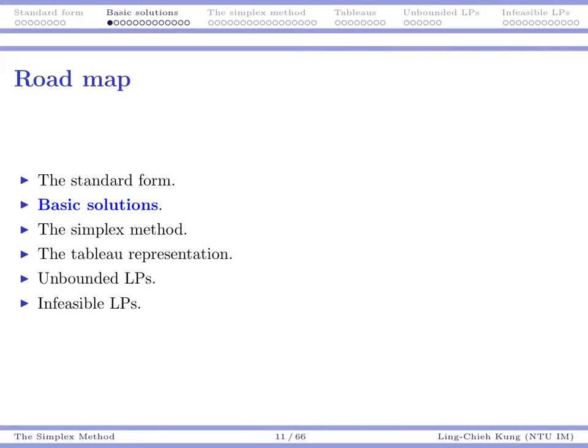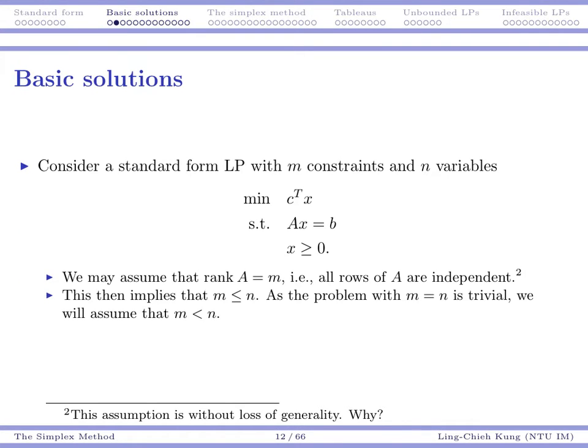Okay, so now we're going to study the extreme points of standard form, and we need one basic concept as a foundation. Let's talk about basic solutions. So we have a standard form linear program now. Let's assume we have m constraints and n variables.